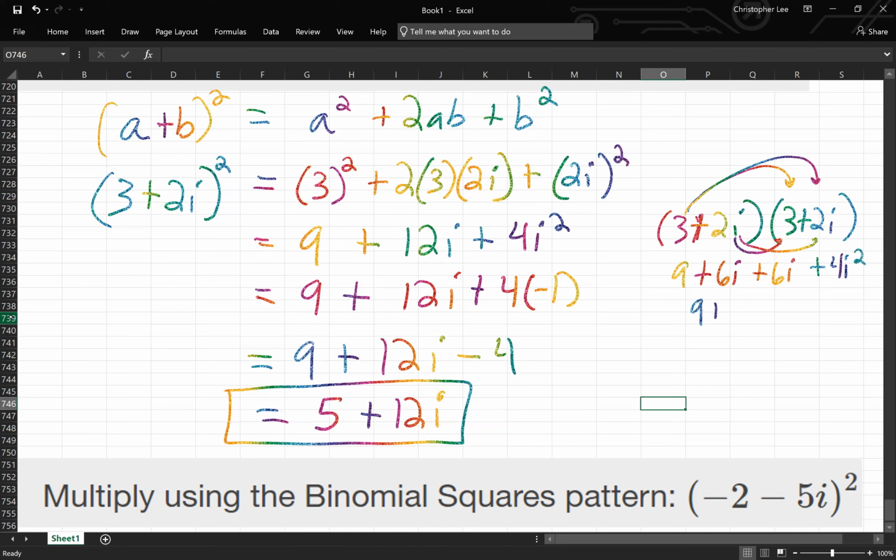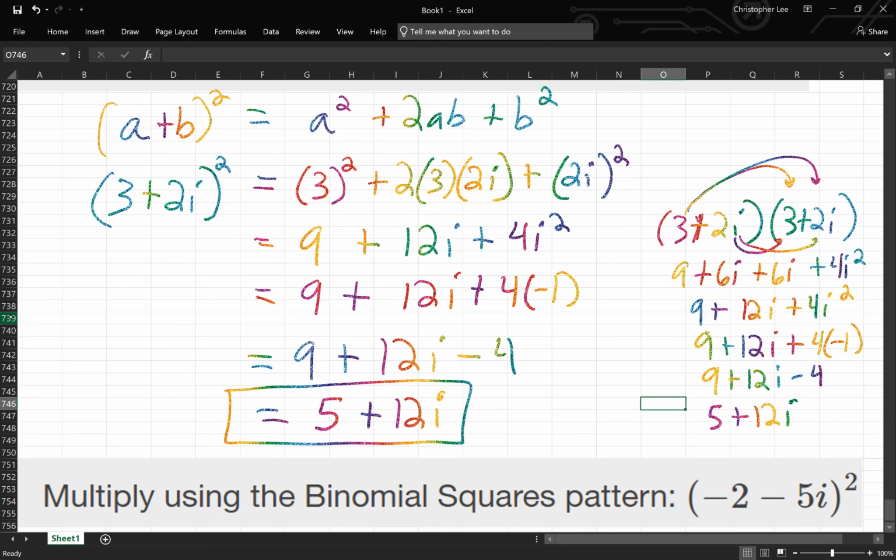Combine like terms: 9 plus 12i plus 4i squared, right? Then you have 9 plus 12i plus 4 times -1, which becomes... whoops, -4, you're right. And then 5 plus 12i. So that's if you want to FOIL it.